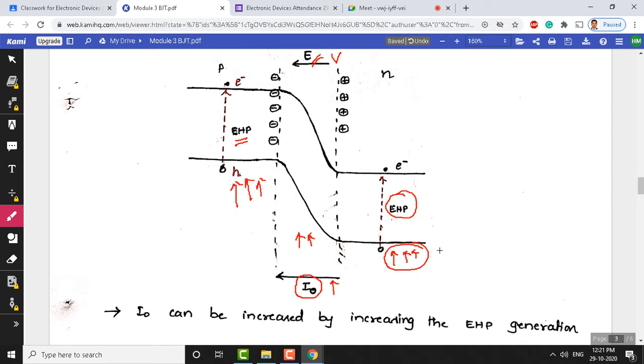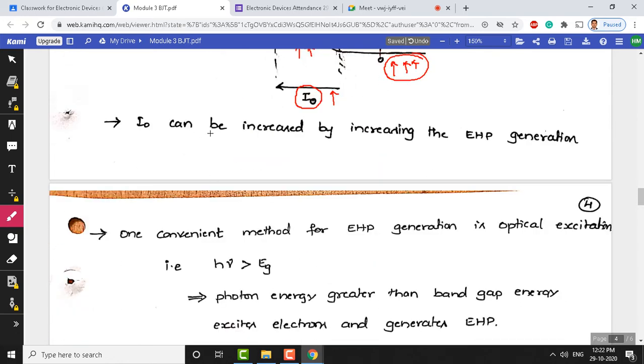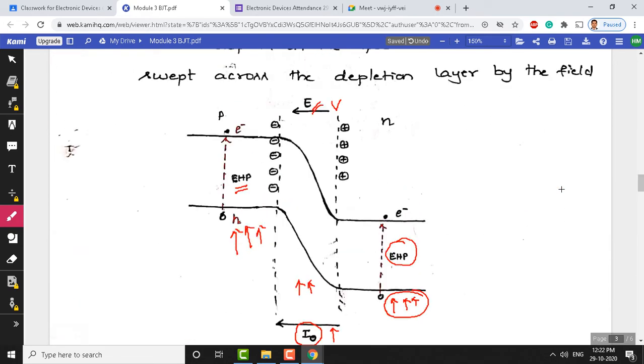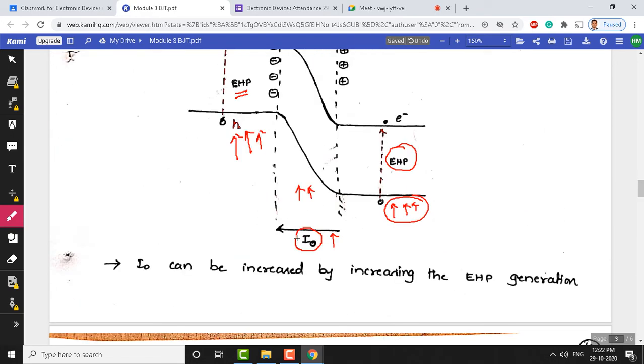When more photons are injected, more EHP is generated and it results in more current here. I naught can be increased by increasing the EHP generation. That is what we have seen here. One convenient method for EHP generation is optical excitation. So, to increase I naught, the only way we have is to increase the photons here, optical generation.